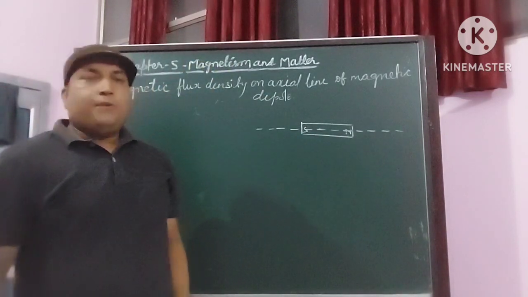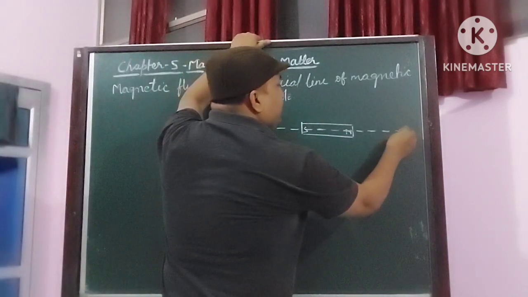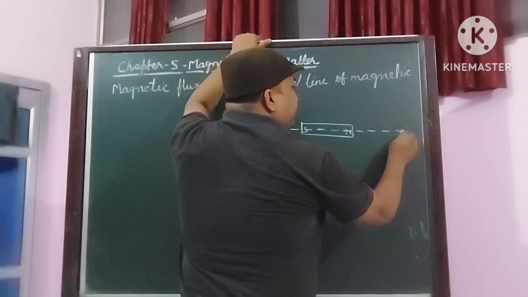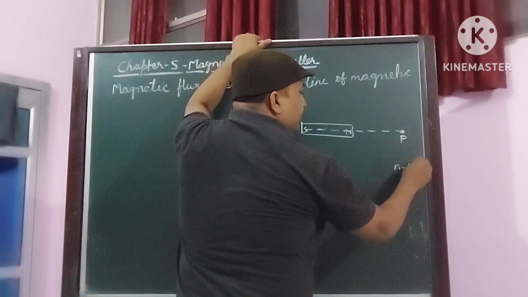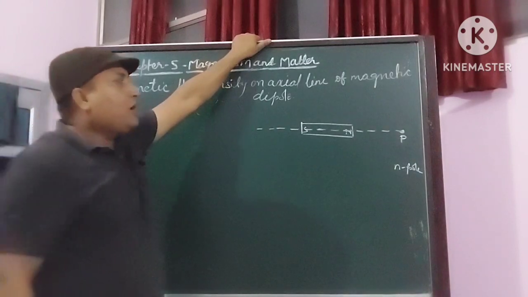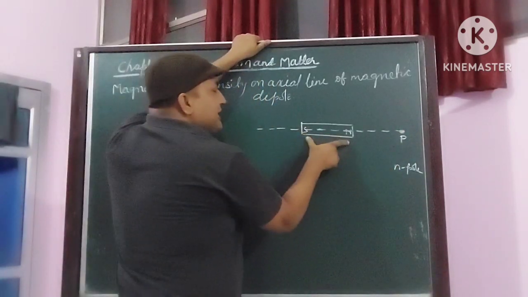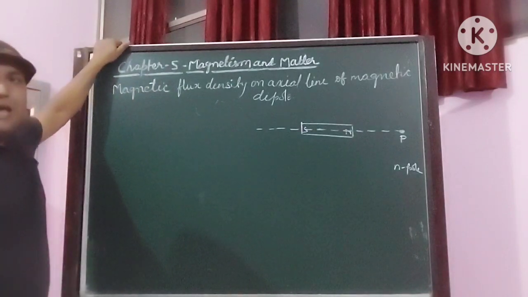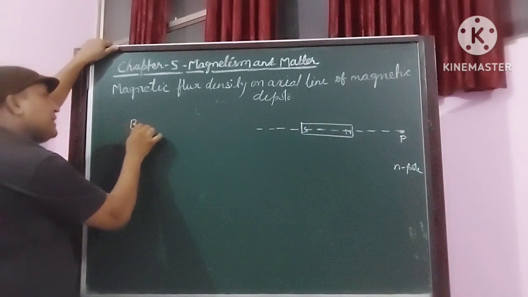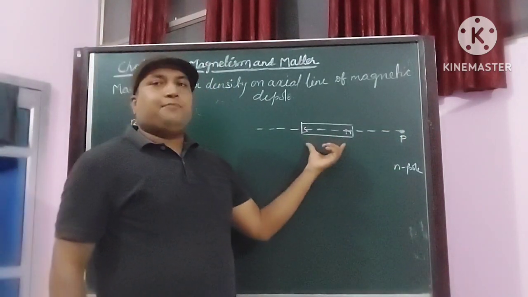Now suppose you are taking a unit north pole at this point P. What is the strength of that pole? It is 1. The magnitude of that pole is 1. Now we have to know what is the magnetic flux density due to this dipole at P, that is, the net magnetic flux density at point P due to this dipole.